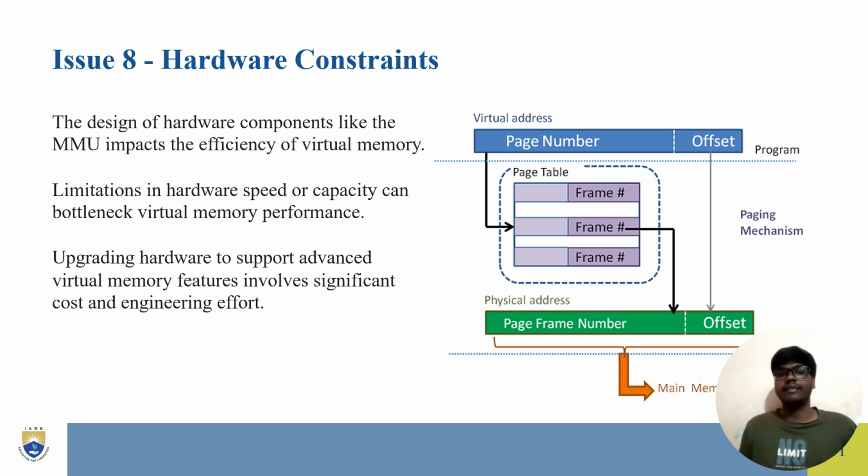Here we can see an example. Here the virtual address has a page number and an offset, where we have frame by frame, and this is known as the paging mechanism. And we also have a page frame number and offset into the main memory.